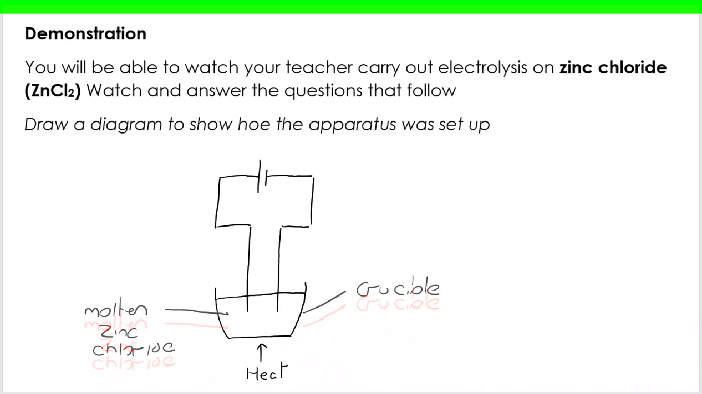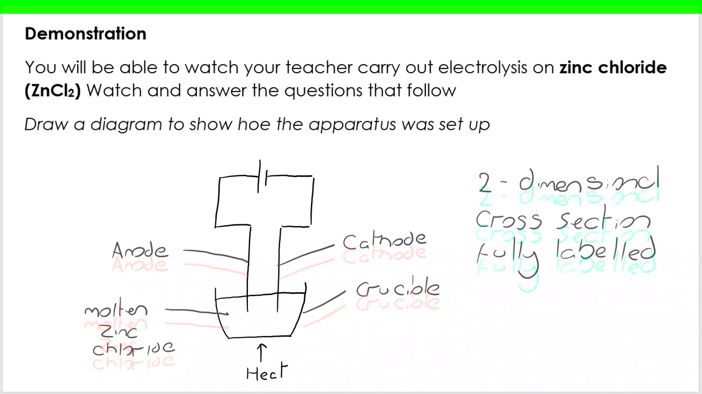But I can label my positive and negative electrodes. My positive electrode is connected on this side, and the positive electrode is the anode, and the negative electrode on the other side is the cathode. In summary, remember that with any diagram that you draw in chemistry, it needs to be two-dimensional, it needs to be cross-sectional, and it needs to be fully labelled.